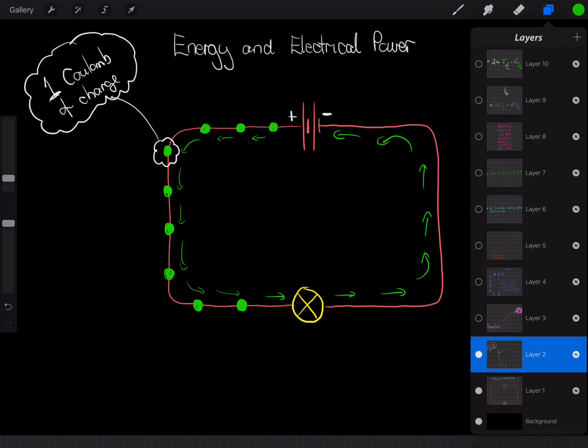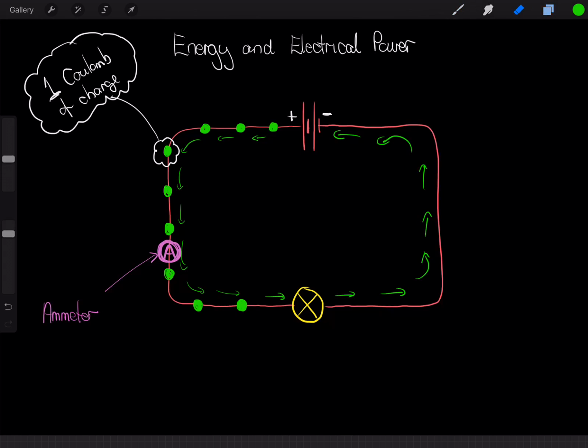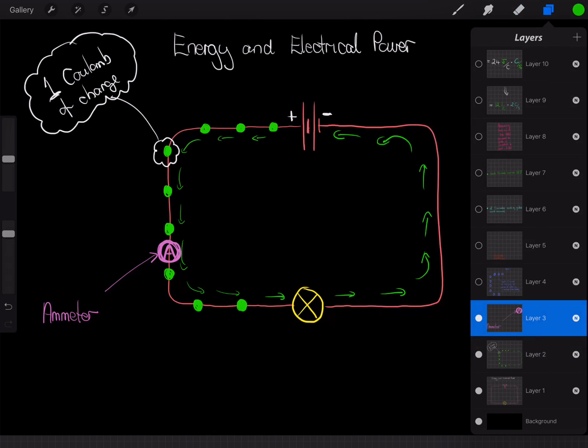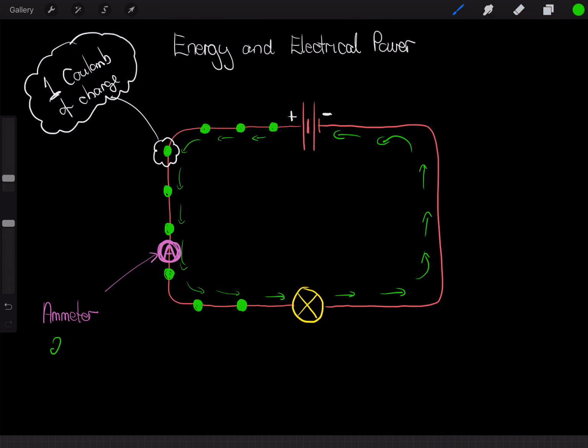Okay, so if we were to put an ammeter in this circuit, which is, remember, like the turnstile that counts the number of coulombs that passes through that turnstile each second, and let's say it's got a reading of 2 amps. So it's counting 2 coulombs per second. So 2 coulombs per second are passing through that ammeter.